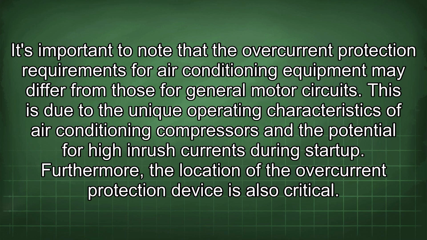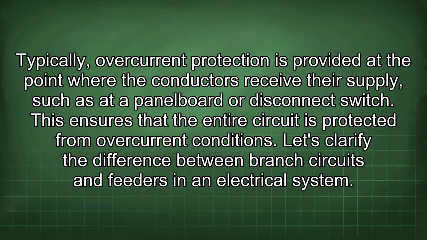It's important to note that the overcurrent protection requirements for air conditioning equipment may differ from those for general motor circuits. This is due to the unique operating characteristics of air conditioning compressors and the potential for high inrush currents during startup. Furthermore, the location of the overcurrent protection device is also critical. Typically, overcurrent protection is provided at the point where the conductors receive their supply, such as at a panel board or disconnect switch. This ensures that the entire circuit is protected from overcurrent conditions.